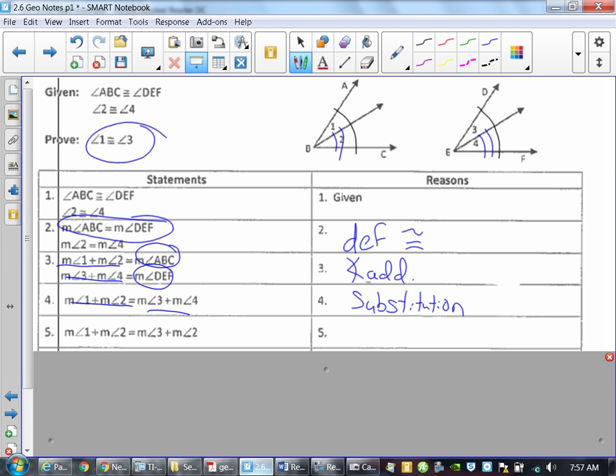Now what do they do? They flipped the angles. Would they move around? The 4 and the 2, because they said that 2 equaled 4 earlier, which means I can substitute 2 for 4. Here 2 equals 4, which means this 4 can be replaced with this 2, which was another substitution.